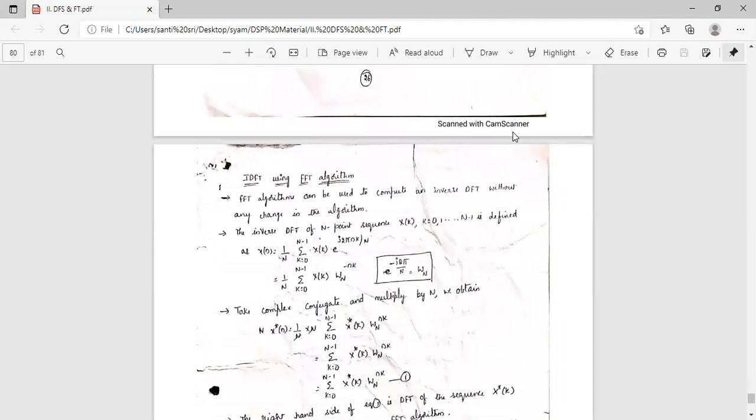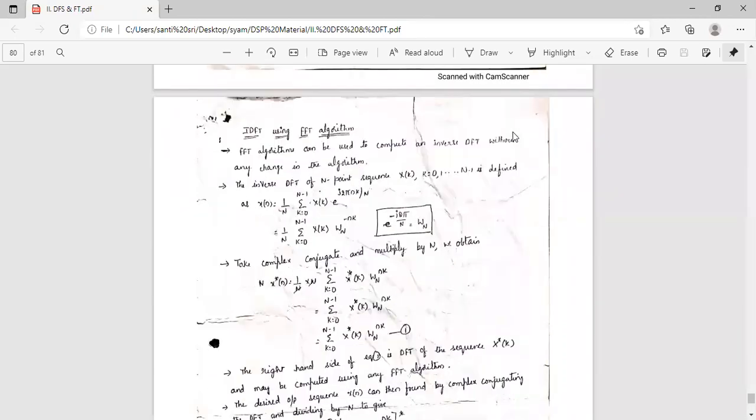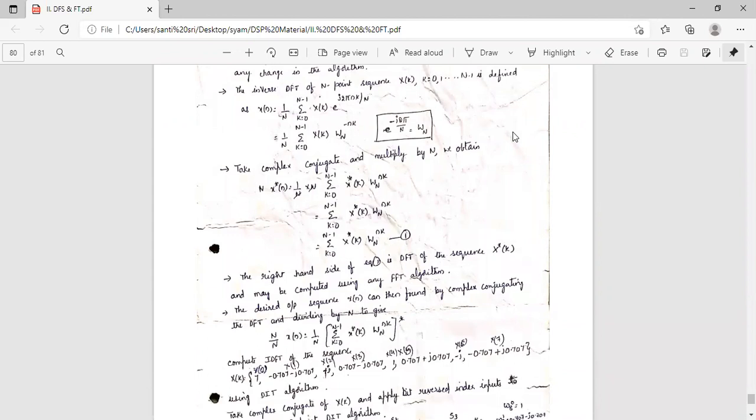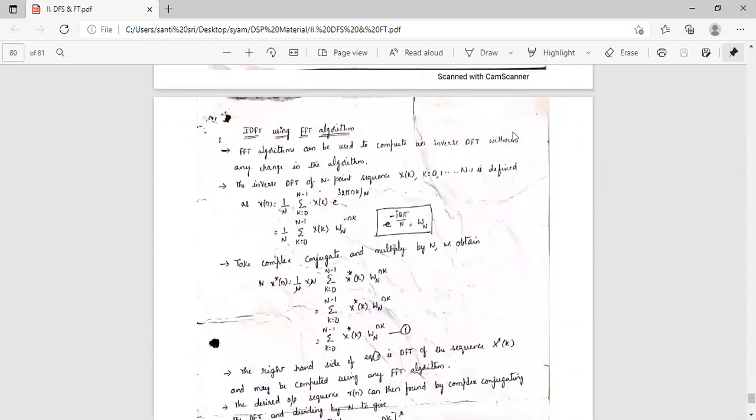Next, coming to the IDFT using the FFT algorithm, the inverse discrete Fourier transform. FFT algorithms can be used to compute an inverse DFT without any change in the algorithm.